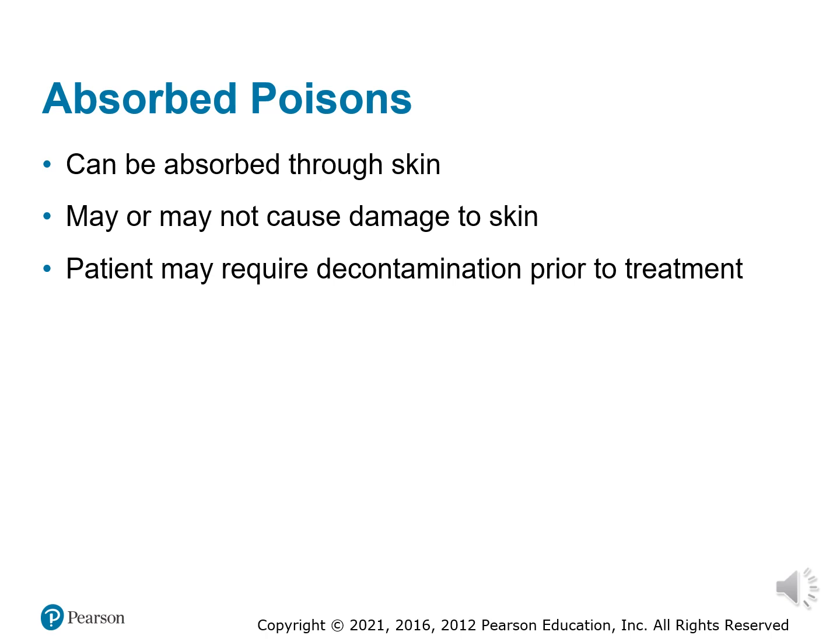Next one is going to be absorbed poisons. These can be absorbed through the skin. It may or may not cause skin damage. And then the patient may require decontamination prior to treatment. So if they do have any absorbed poisons on their body, say they have 5 gallons of bleach dumped all over their body, that is considered a poison, okay? So they have to be decontaminated before you put them into your truck.